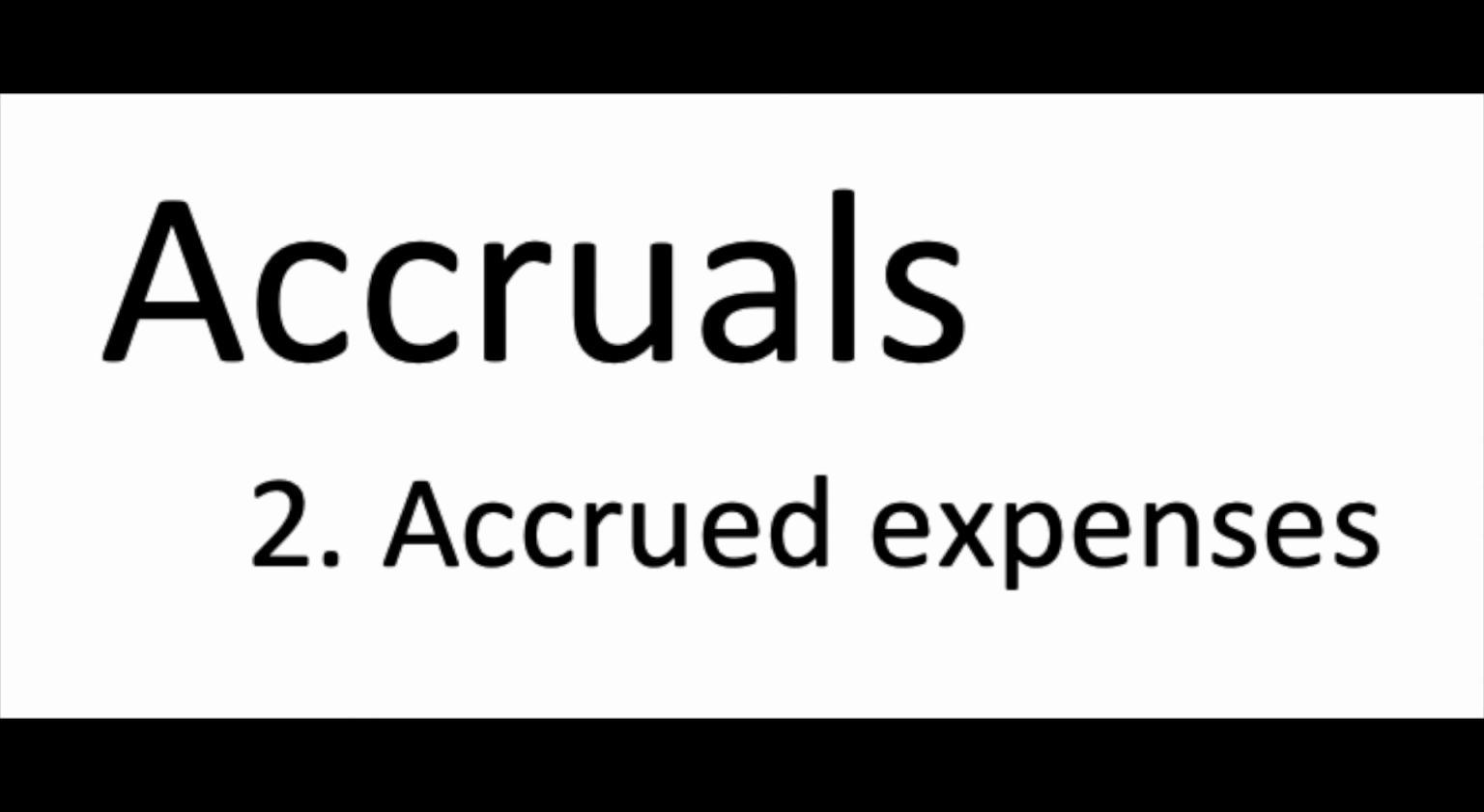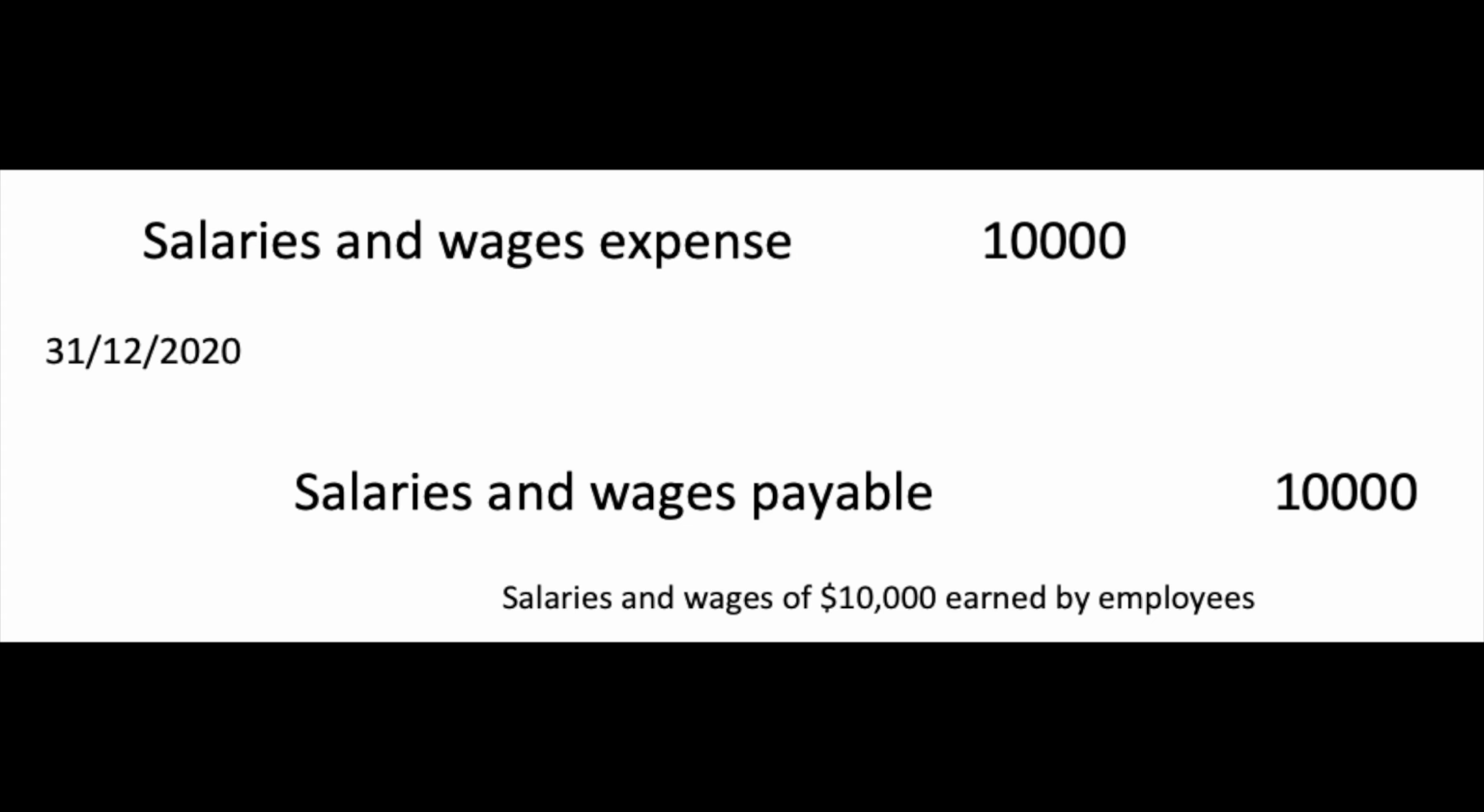Accruals. 2. Accrued expenses. The accrued expenses journal entry. Salaries and wages of $10,000 earned by employees. The journal entry can be done by a debit to salaries and wages expense for $10,000 and a credit to salaries and wages payable for $10,000.